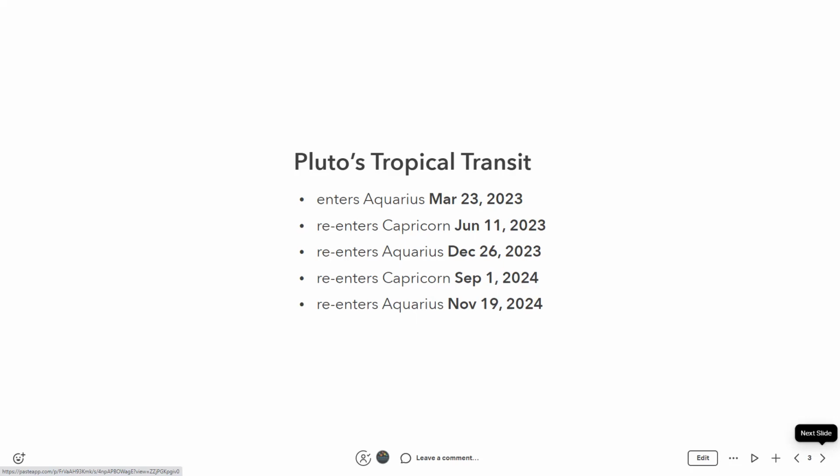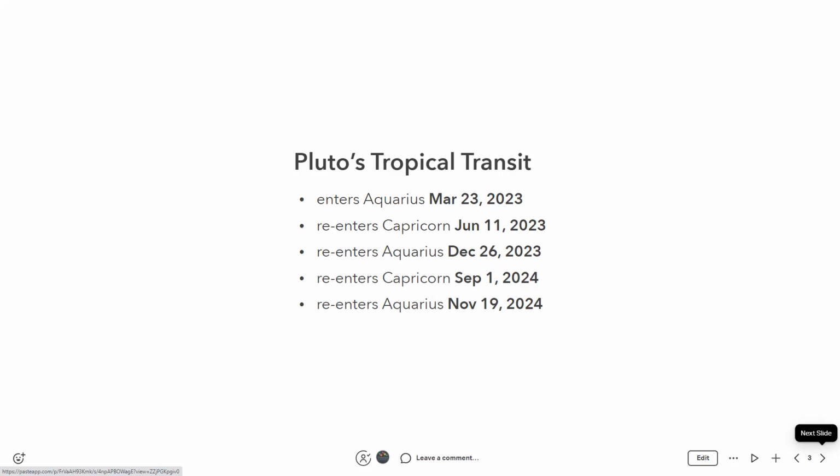So it's going to be a whole another year before we actually see Pluto enter Aquarius. It re-enters Capricorn though very soon after, on June 11th, 2023, because as all planets do, they retrograde every year, and Pluto retrogrades for a few months every year. But then it will re-enter in December in the same year, by December 26, 2023, and then re-enter Capricorn once again in the following year, nearly a year later, on September 1st, 2024, before it finally re-enters and stays in Aquarius from November 19th, 2024.